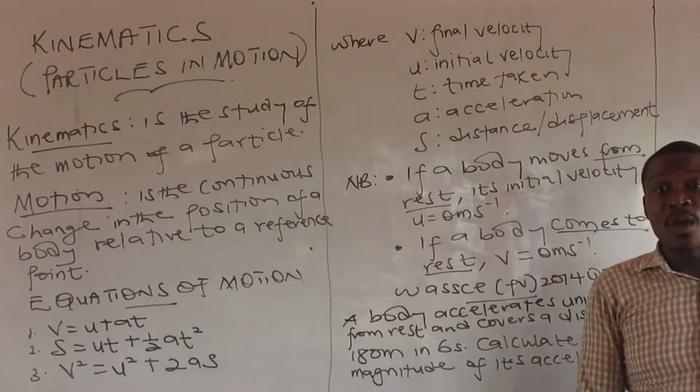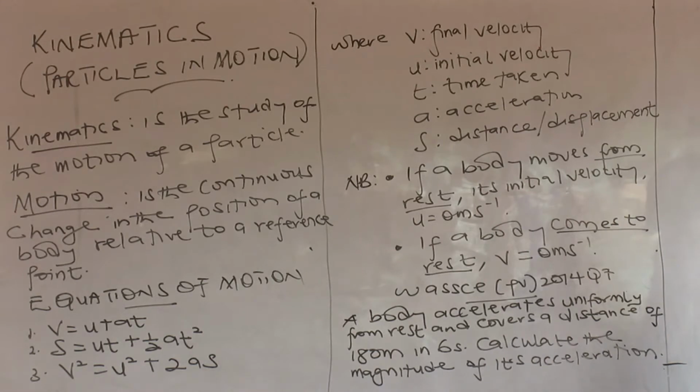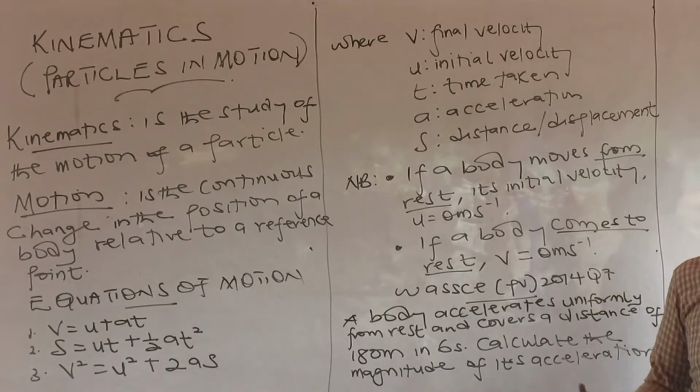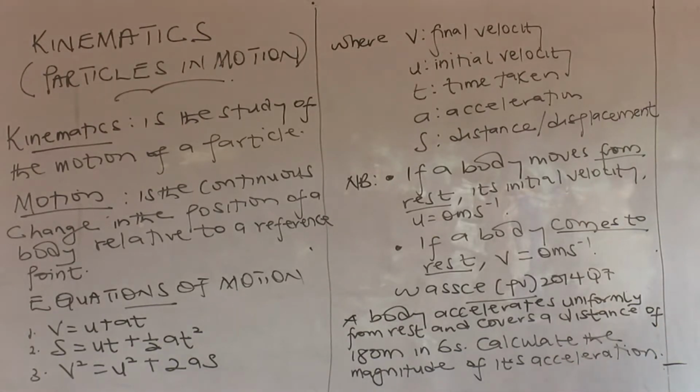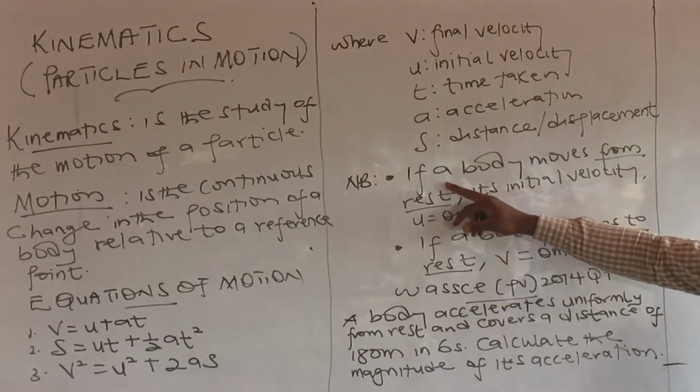So in this topic, we are going to look at uniform motion, we're going to look at vertical motion and gravity, and we'll look at the concept of projectiles, range of bodies, and its associates. So let's look at some notes here.